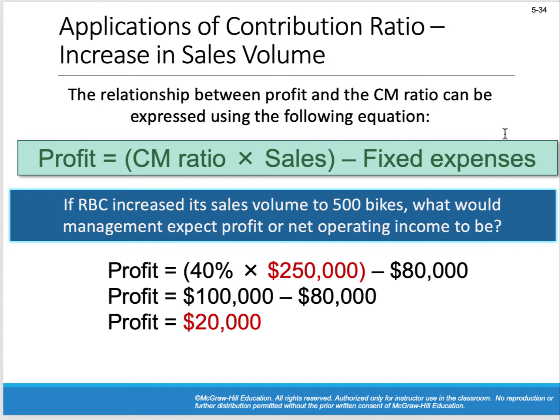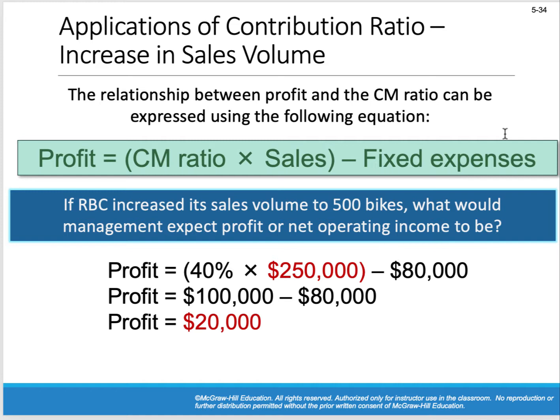So what we have here gives us a relationship between profit and the CM ratio. Just like we expressed the relationship between profit and the contribution margin, we can do the same thing with the contribution margin ratio. There is a relationship between profit and the CM ratio. And guess what? We can express this, just like we see on the slide, in terms of an equation. So let's look at an example. We know that the CM ratio for RBC is 40%.